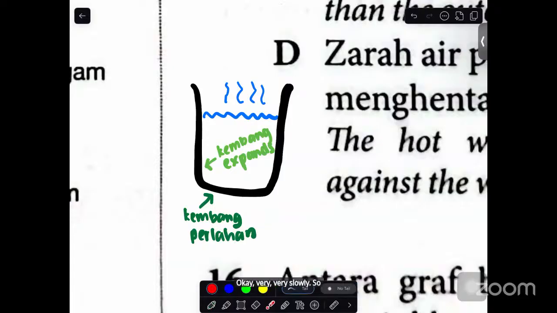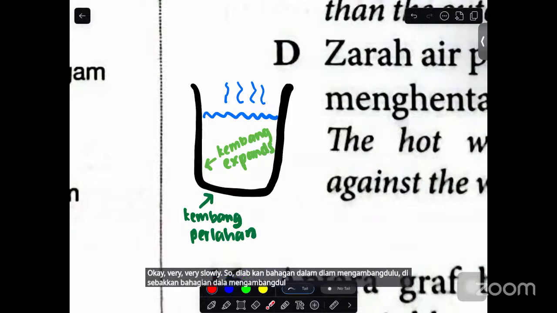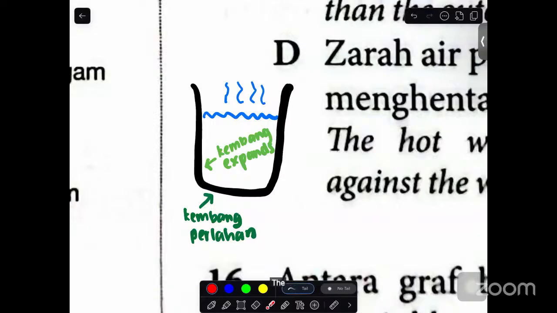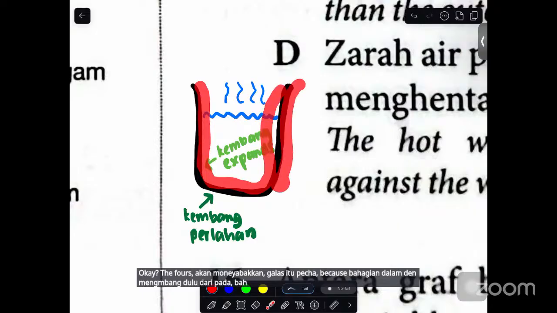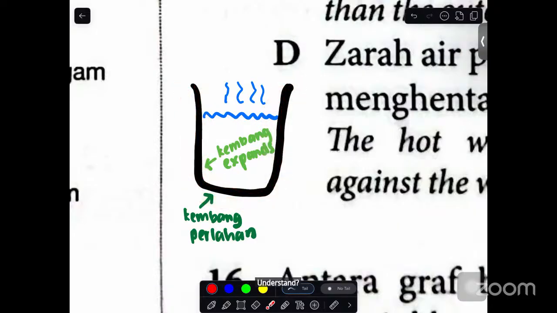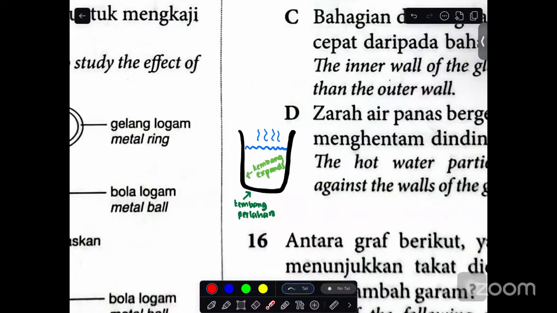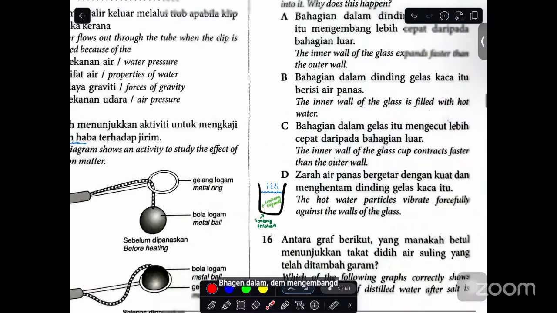So, disebabkan bahagian dalam dia mengembang dulu, the force akan menyebabkan gelas tu pecah. Okay, the force akan menyebabkan gelas itu pecah. Because bahagian dalam dia mengembang dulu daripada bahagian luar. Understand? Faham? Bahagian dalam dia mengembang dulu daripada bahagian luar.